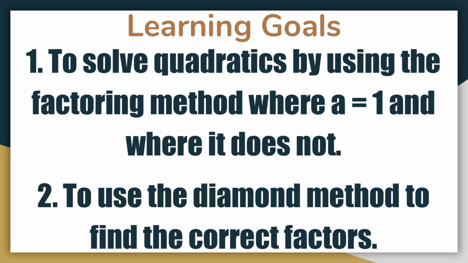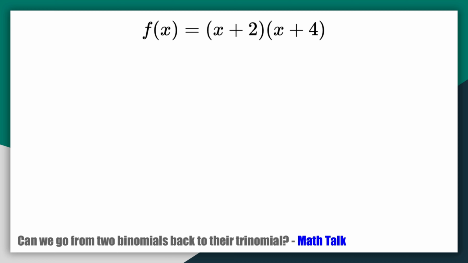Now, number 2 is use the diamond method to find the correct factors. This is a method that we use to help us figure out what was multiplied. It's a very important method, so let's dive into it. First we have a little bit of math talk, right? Can we go from two binomials back to their trinomials, okay?